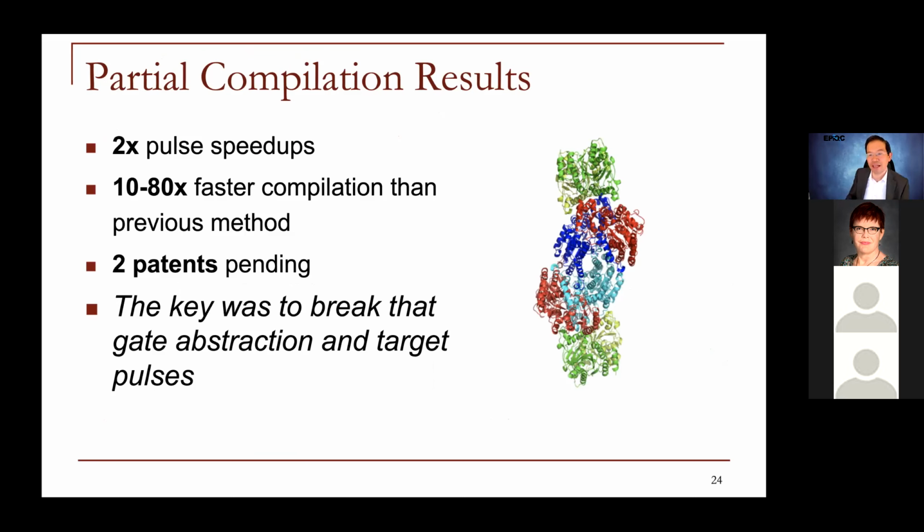And then we recompile those pieces every iteration, but we take advantage of previous compilations of those pieces. And so what we find is we get, for these programs, about a 2x speed up in terms of the actual pulse sequence, but about a 10 to 80x faster compilation time than previous methods. And so the key was really to break that gate abstraction and target pulses, and then also be aware that we had to do essentially some runtime or partial compilation. All right, feel free to stop me with questions if you like.